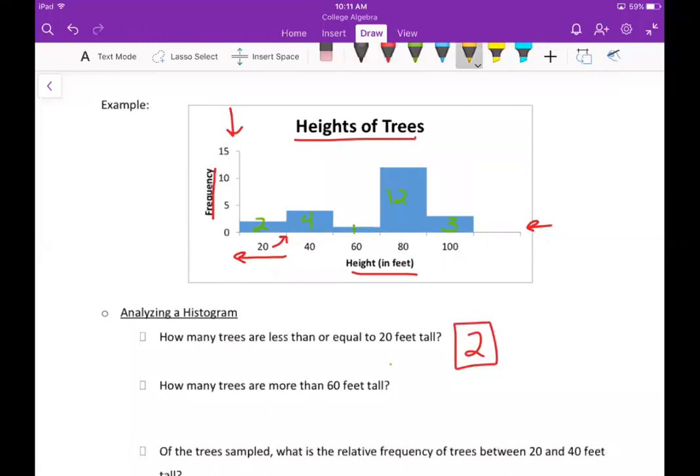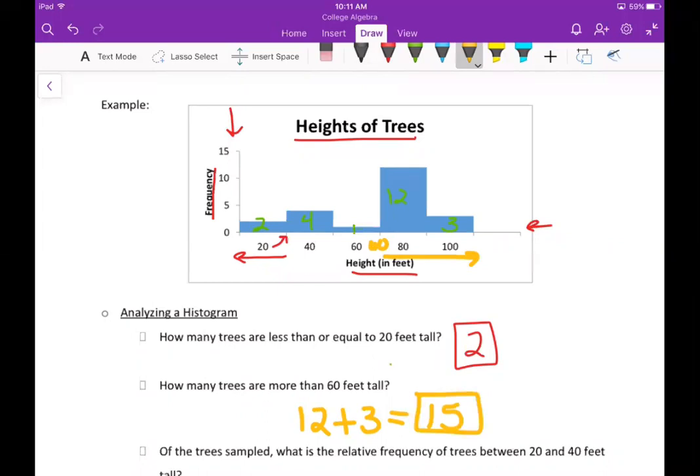The next question asks how many trees are more than 60 feet tall. Remember 60 is kind of like right here, the boundary point at that point. So we want to look at how many bars are above 60 feet tall. In this case, that's 2 different bars, so we need to take 12 plus 3. There are 15 trees that are more than 60 feet tall.